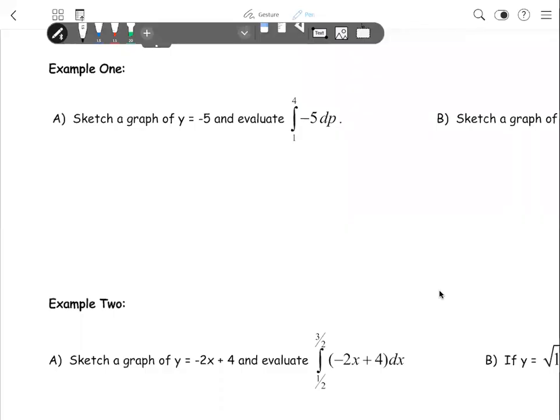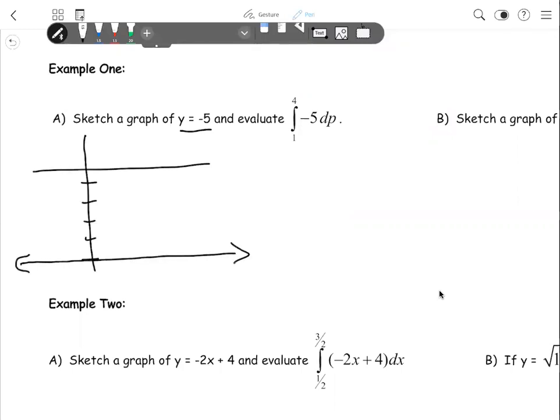So example one says sketch a graph of y equals -5 and evaluate the integral from 1 to 4 of -5 dp. So let me make a quick little sketch of the graph. The function y equals -5 is just a horizontal line. And so I'm going to draw a horizontal line here, and then I'm asked to evaluate it from 1 to 4.